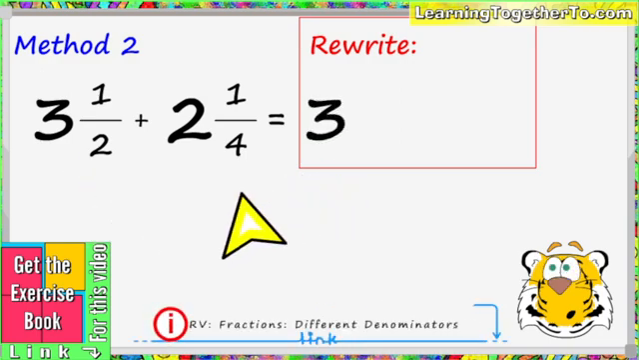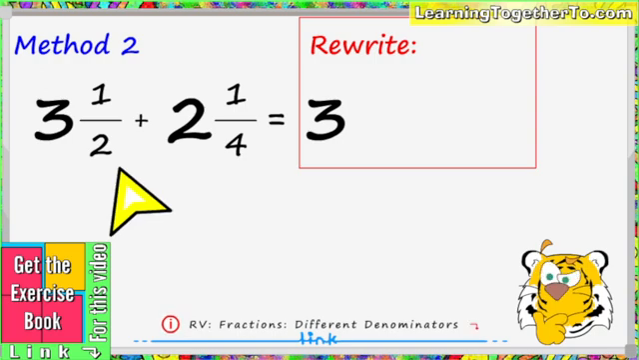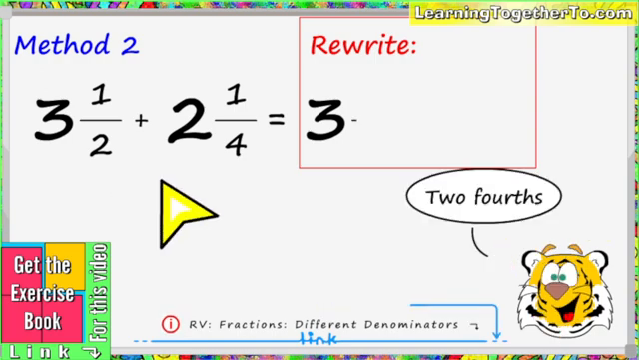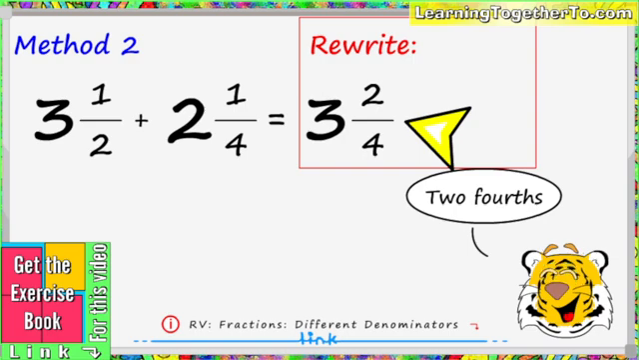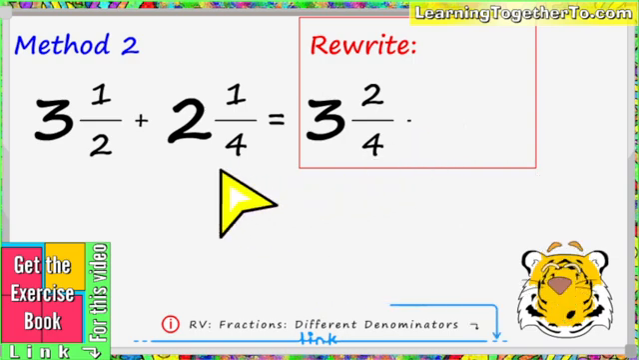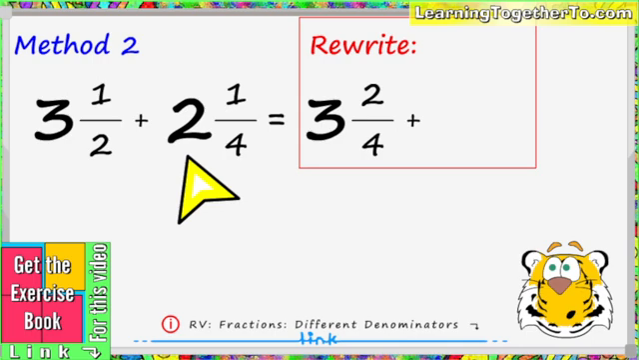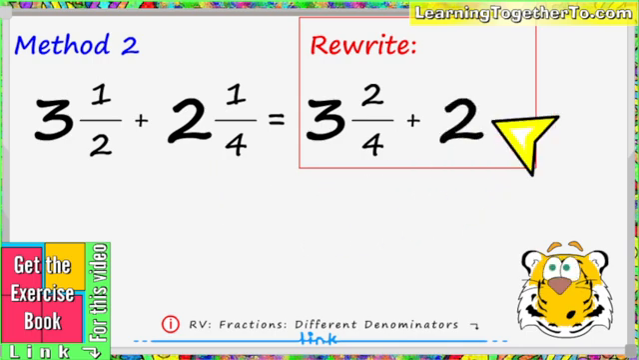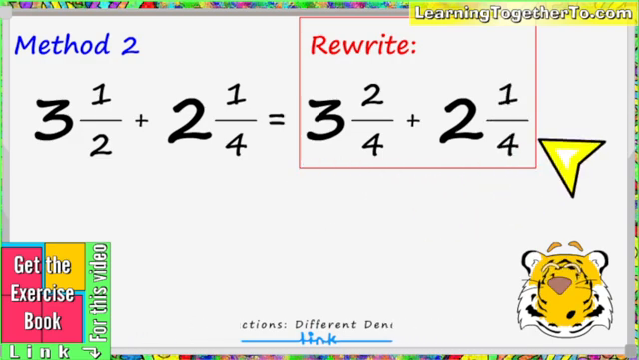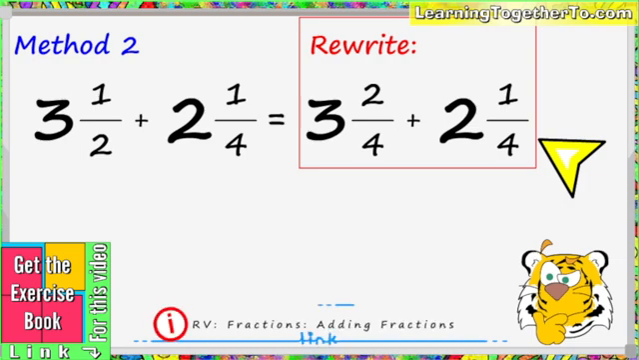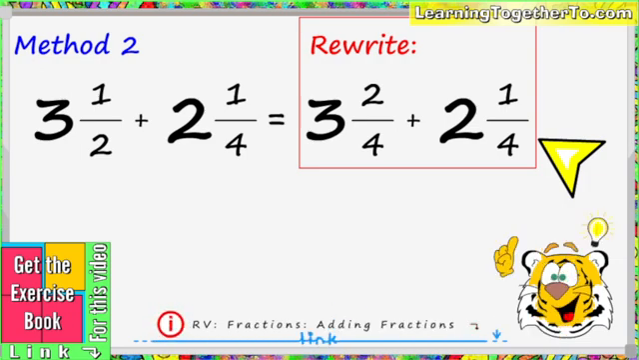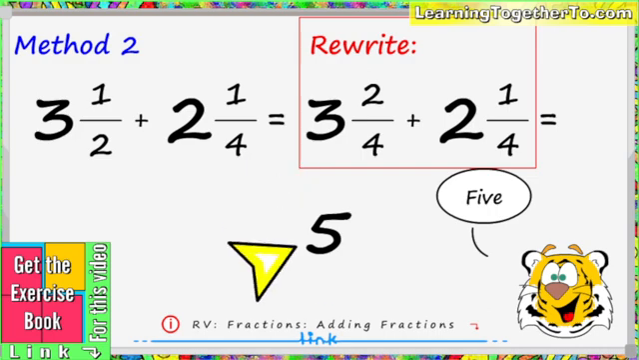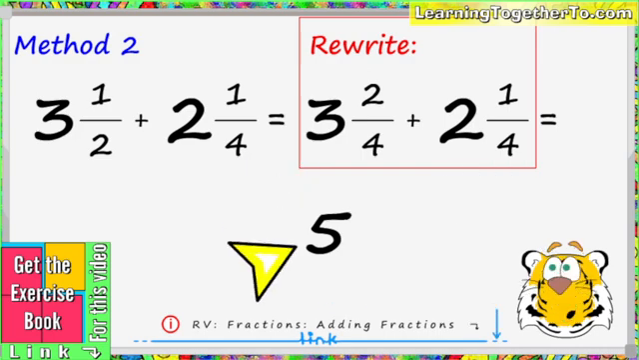Now let's rewrite 1/2 as 2/4. Nice job, Tim. The whole number in the second fraction also stays the same. 1/4 already has 4 as its denominator, so it stays the same. Tim, let's add the whole numbers. 3 plus 2 is equal to 5. Very good, Tim. Now let's add the proper fractions.